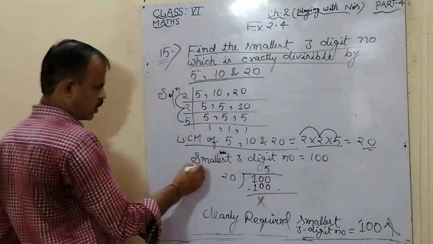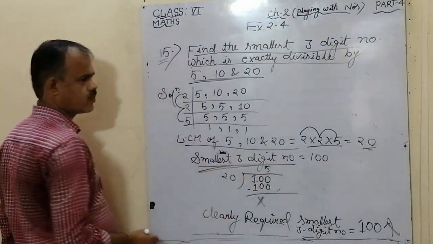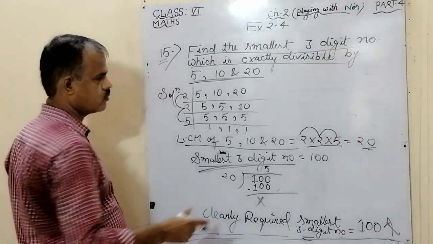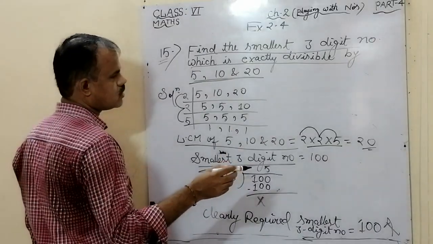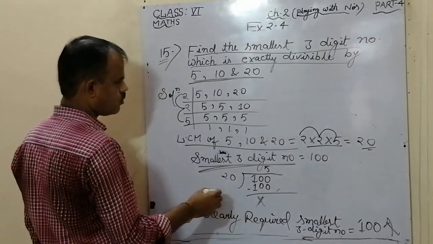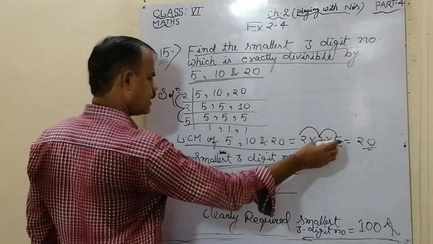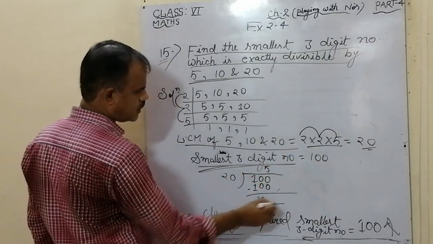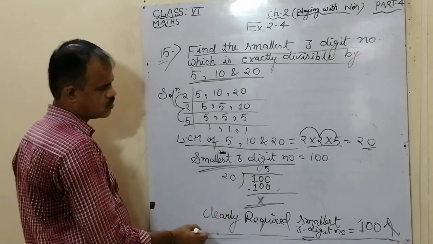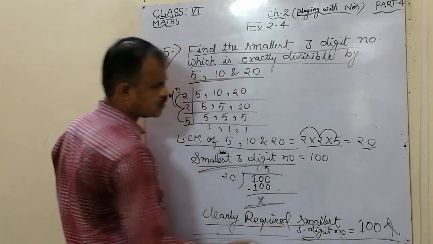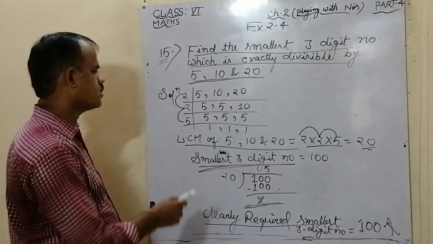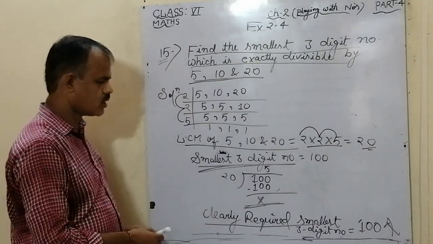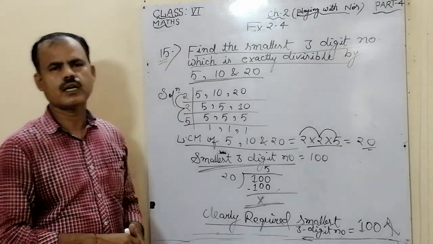Now the smallest three-digit number is 100. So when we divide 100 by 20, it is exactly divisible by 20. So the required smallest three-digit number is 100. So this is the last question. You have to solve the remaining parts.